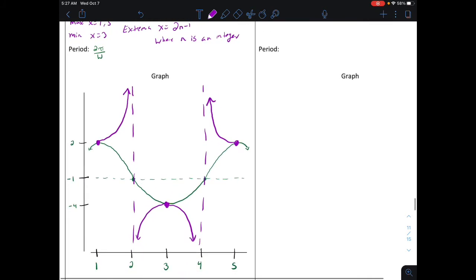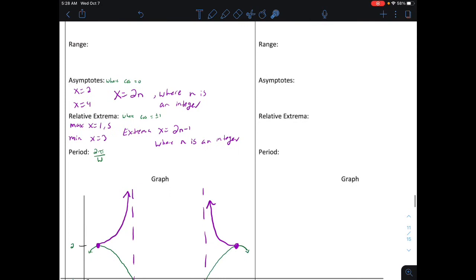Now the range from the graph. Well, the range of secant is going to be the set of all real numbers except for this middle section here. So looking at this graph, it'd go from negative infinity to negative 4, and then it would go from 2 to infinity. So our range is negative infinity to negative 4, inclusive on the negative 4, and then it would start back at y equals 2 and increase forever, so 2 to infinity.